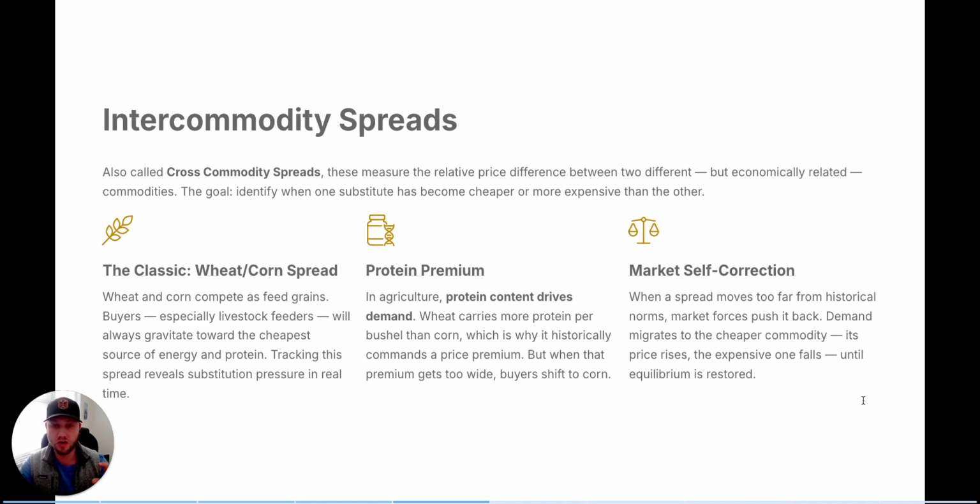And so that's why following the wheat-corn spread can be very important to see if there are demand changes, if prices are getting too expensive or too cheap on one side or one leg of that spread. When the spread moves too far from historical norms, as we have here, market forces are going to push it back. The demand is going to move over to the cheaper commodity, which in turn will push up prices. The expensive one should fall because demand is coming off, until market equilibrium is restored.